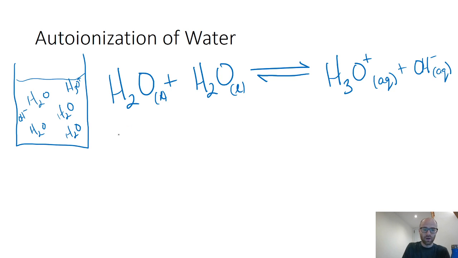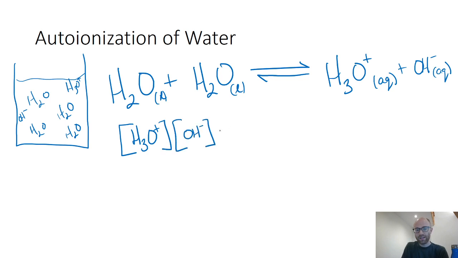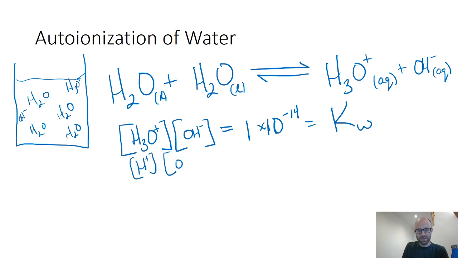And for all water, the concentration of H3O plus times the concentration of hydroxide is always equal to 1 times 10 to the negative 14th. Some of your textbooks will refer to this as Kw, the constant for water. Remember that this is also H plus times OH minus is equal to 1 times 10 to the negative 14th.